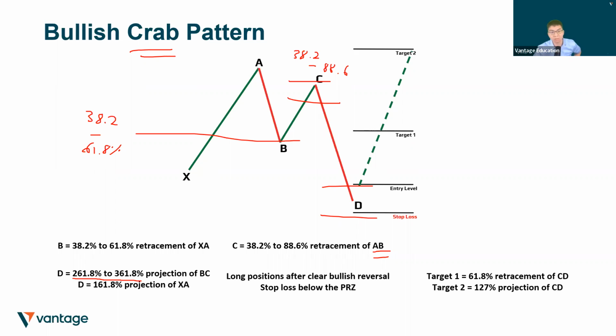So long positions should be considered after a clear bullish reversal at this area right here, the potential reverse zone. Stop loss below, same thing. Targets 61.8% retracements of CD, and the top is 127%. Please screenshot this down before we continue. Okay, let us continue, a quick one.